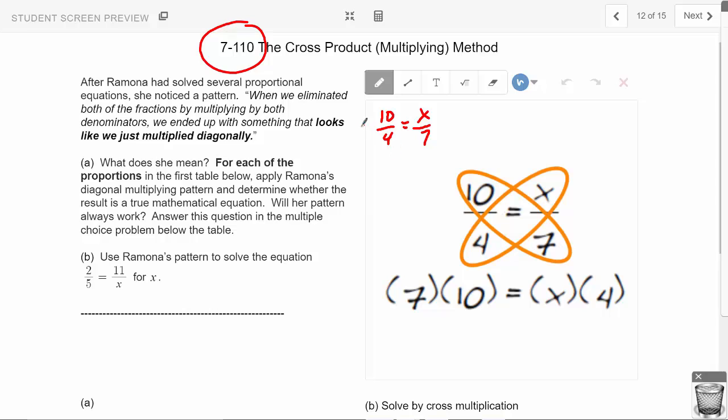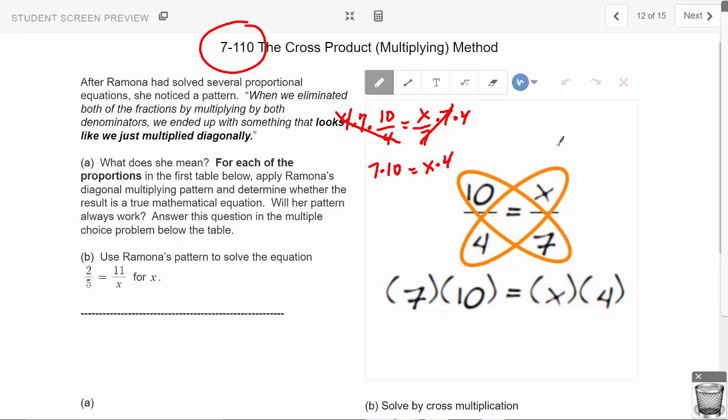If I were to multiply everything by 7 first, to get rid of the 7s, to make the 7s into an equivalent 1, and then by 4, I get a 1 here, a 1 there, and a 7 times 10 equal to an x times 4. Well, if you look at these two ovals right here, these ellipses, 7 times 10 is the first diagonal, and 4 times x is the second diagonal.